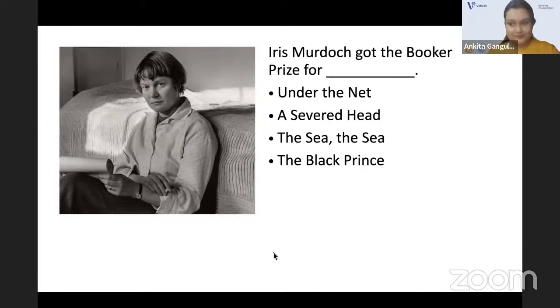Under the Net is her first novel. Flight from the Enchanter. The Sandcastle. The Bell. A Severed Head. The Unicorn. Nice and Good. Red and the Green. Then, what other novels are there? Philosopher's Pupil. Did you know, Ankita? Iris Murdoch wrote a lot of philosophy in her works. Yes.